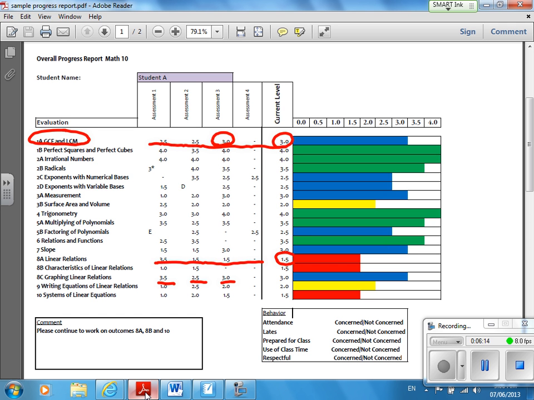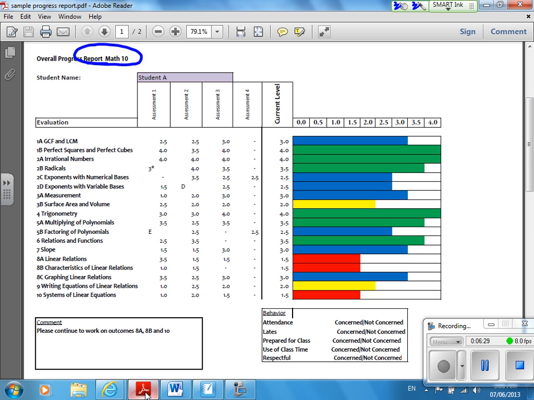So this is what it would look like. This is what you will see when your son or daughter brings home their progress report. What we have here, at the top, it will tell you what class it is. So it's Math 10. And this is very useful when you start seeing multiple progress reports coming home from different classes. You can look to see which class it is that we're talking about. All of these listed here, these are called the outcomes.